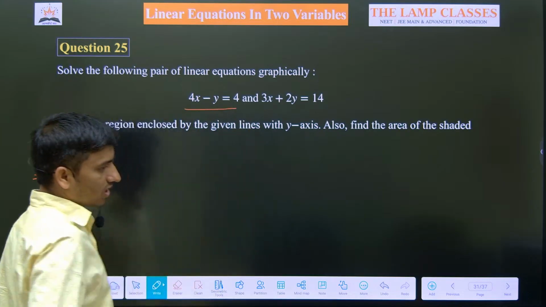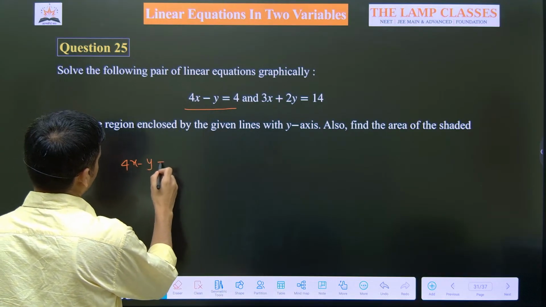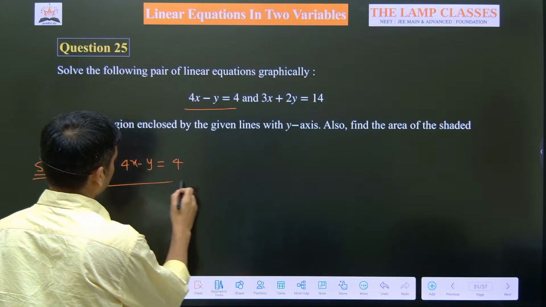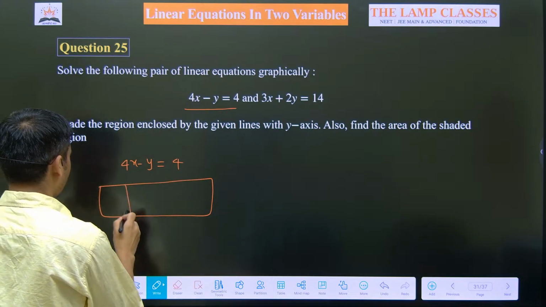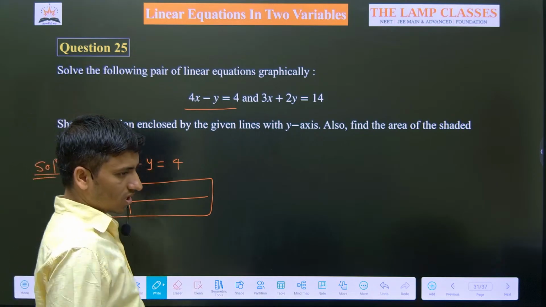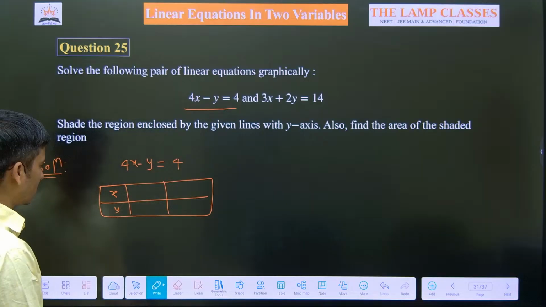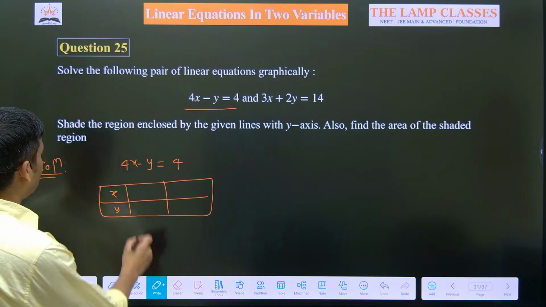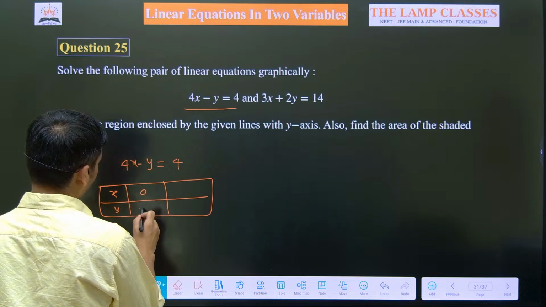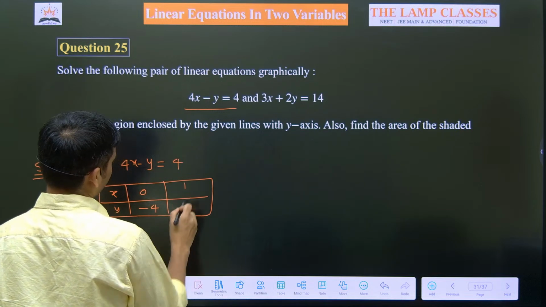Let's first draw the graph of 4x minus y is equal to 4. Right? You know that. Now we try to find 2 solutions. For that you can make the table. Please draw the table and then plot these points on the graph. Okay? So 2 solutions are enough and you know how to do it. Now once you can take x as 0, once y as 0. So if I take x as 0, y has to be minus 4. If I take y as 0, x has to be 1.